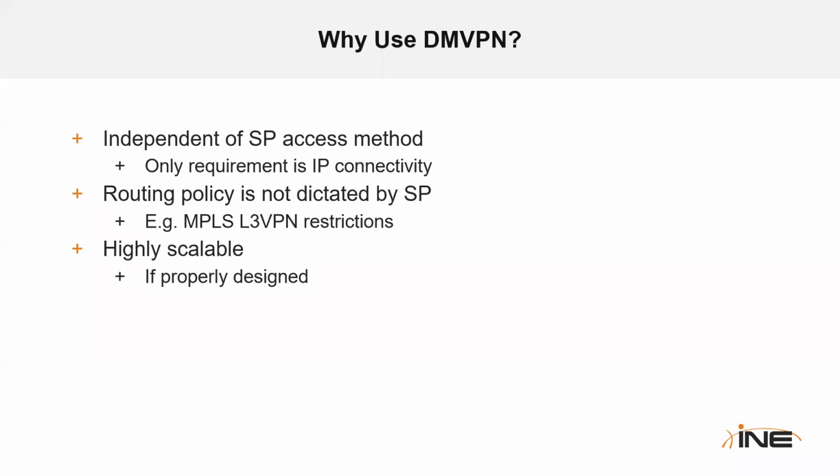Okay, the other big advantage is that the routing policy is not dictated by the service provider. So for example, if you're using an MPLS layer 3 VPN, it's usually going to be up to the provider what type of routing protocol design that you can use, whether you can use OSPF or EIGRP or BGP for the routing protocol. But since this is an overlay VPN, it's going to be independent of the SP access method, and we can choose whatever routing design that we want. Okay, it's also highly scalable if properly designed. We're going to talk about some design issues in terms of single hubs and dual hubs, and talk about some of the scaling issues that you could potentially run into with the DMVPN.